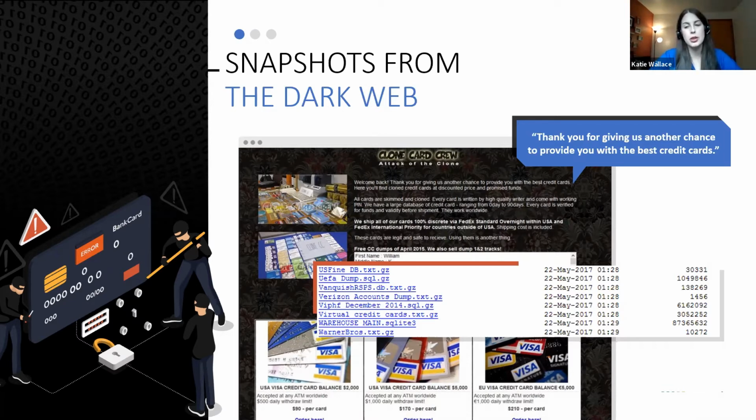Now, they'll discreetly mail it to you. So if you live in the suburbs or the city, your neighbors are going to have no idea what you're up to. And with cybercrime being run like a business and these websites on the dark web, you can even leave reviews for these sites, similar to how somebody would leave you potentially a Google review. And as you can see, they have right on their site, "Thank you for giving us the chance to provide you with the best credit cards." So they want to provide great customer service to their customers so they get repeat business. And it's just crazy to think that this business is run off the selling of our information.